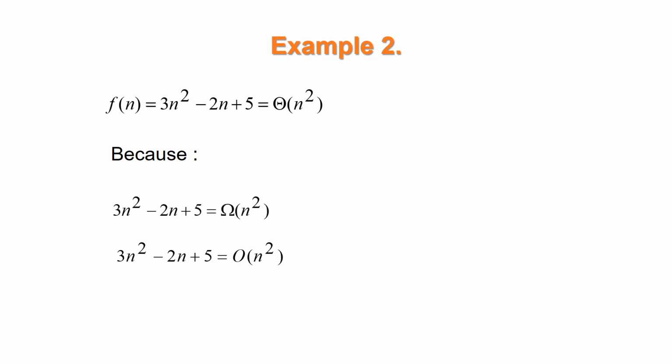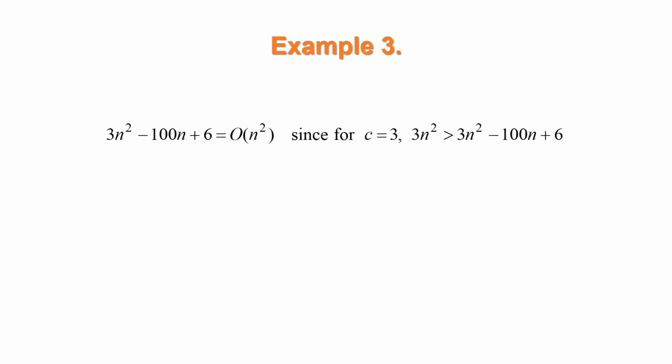Example number 2: f of n equals 3n squared minus n plus 5 equals theta n squared. Prove that because 3n squared minus 2n plus 5 equals omega n squared, and 3n squared minus 2n plus 5 equals O n squared.